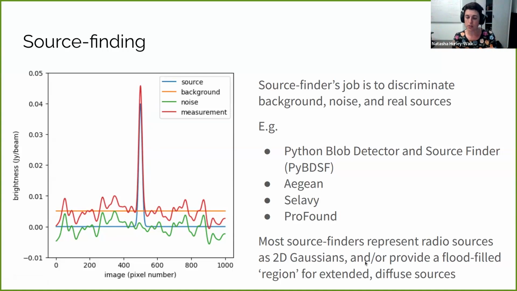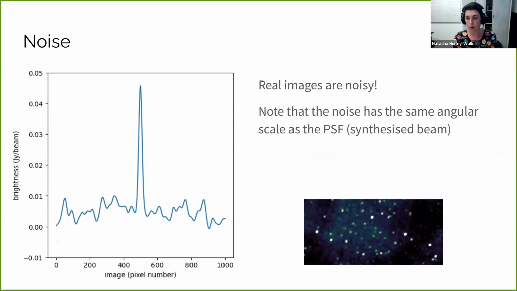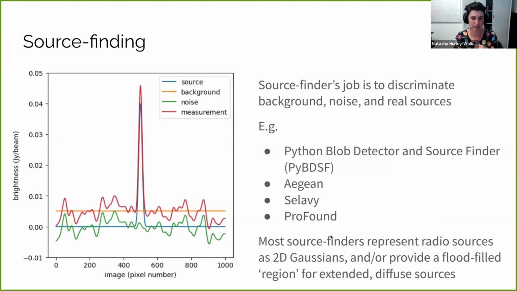So source finders will also provide a flood-filled region. They'll typically flood fill out to 1 sigma or 2 sigma, 1 times or 2 times the RMS value of your map, and give you that. And then you can take that and add up all the flux density inside of it and do things with it. That is going to get complicated in maps like this, because where do you decide, is this grouping here a source, or several sources? It's very hard to tell.